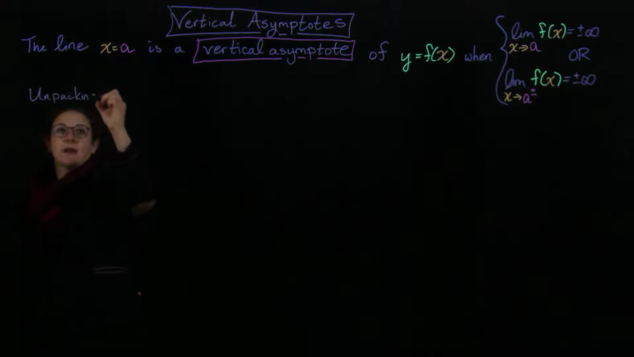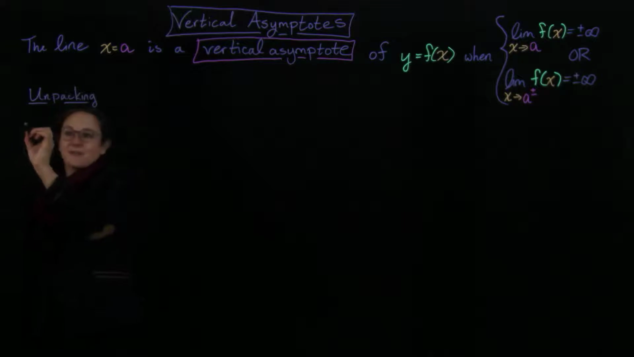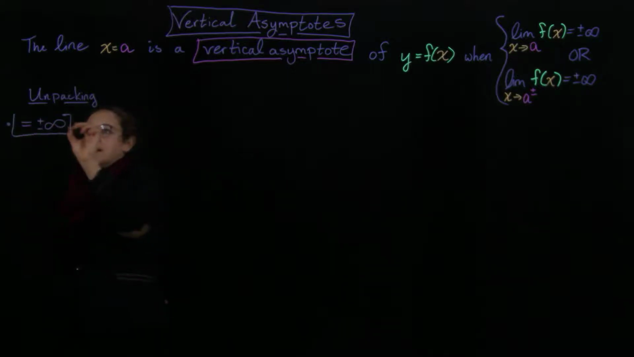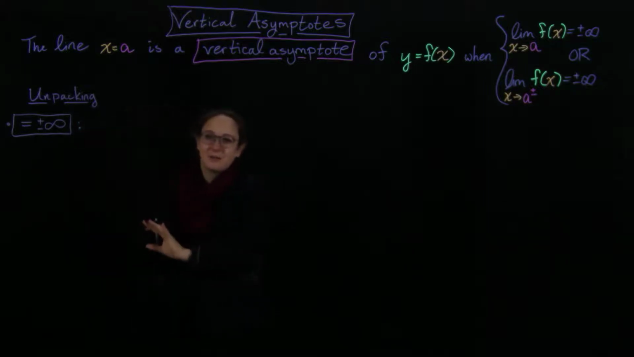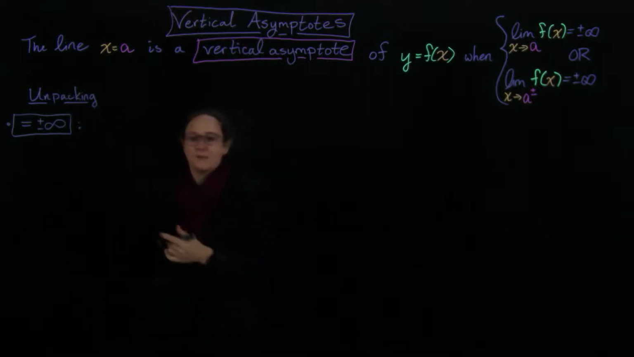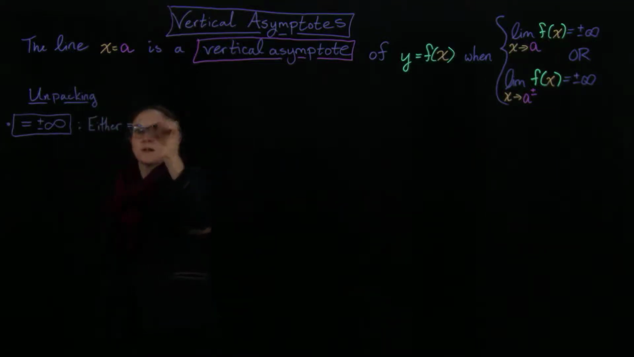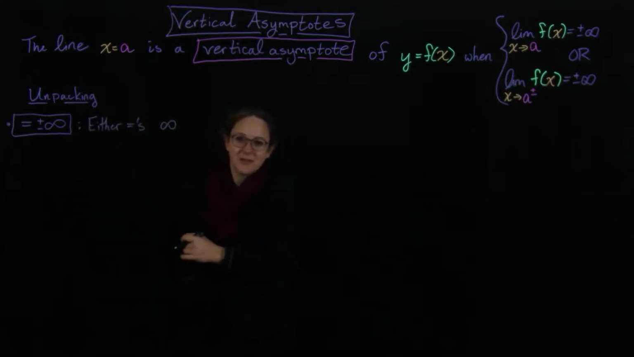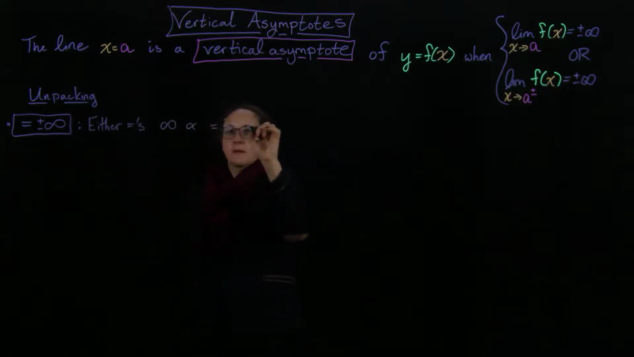Let's go ahead and do that. So we're going to unpack. The first thing to look at is, what do I mean by it equals plus or minus infinity? Okay, so what am I talking about here? I either end up with plus infinity or I end up with minus infinity. So either this equals plus infinity, or just infinity is really what we mean by plus infinity. This is the same thing. Or it equals minus infinity.